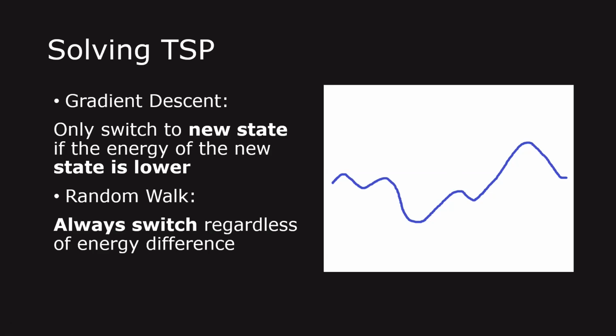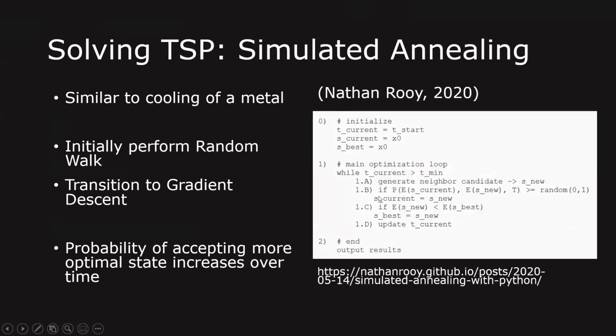Now you can start to see that this might not lead to an optimal solution at the end, but it seems to overcome the problem of getting stuck in this local minimum. The approach that combines the two is the method of simulated annealing. It's called that because it's similar to the cooling of a metal.